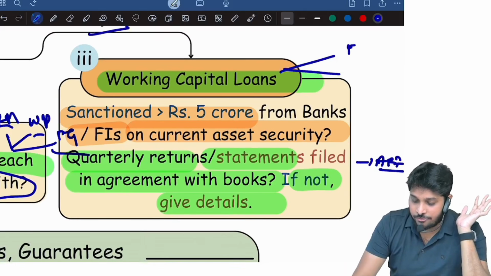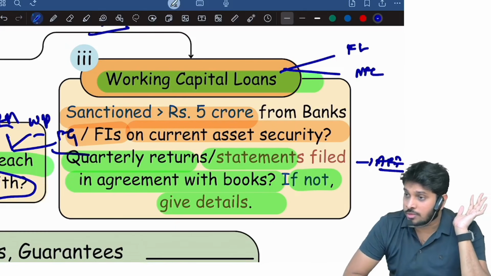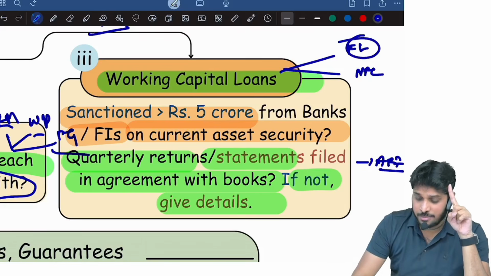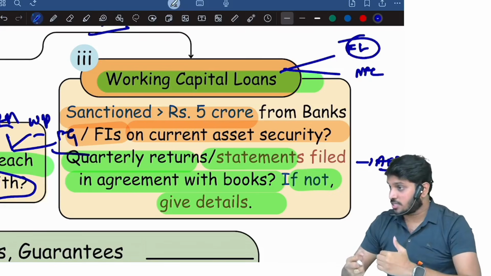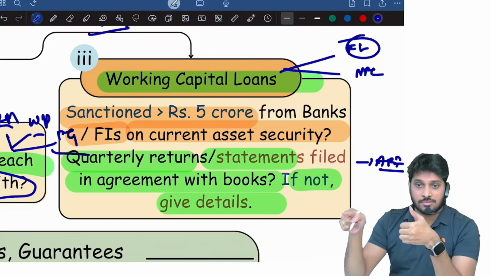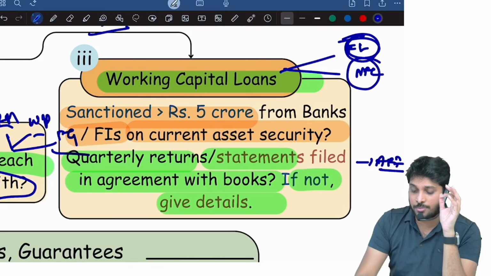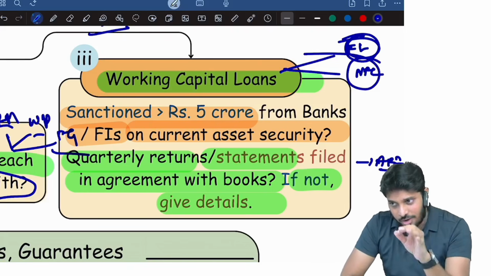It can be a funded loan or a non-funded loan. It can be any loan, because it was asked in one of the MCQs. Funded means what? Cash credit, overdraft, all this. Non-funded means what? LOC. Letter of credit is non-funded. So when you're considering sanction, you should consider both funded as well as non-funded loans, everything.